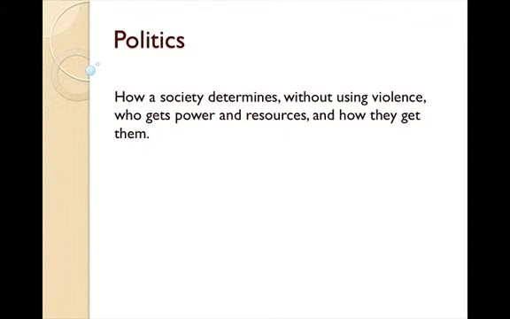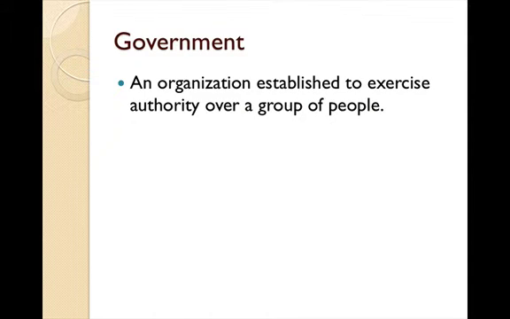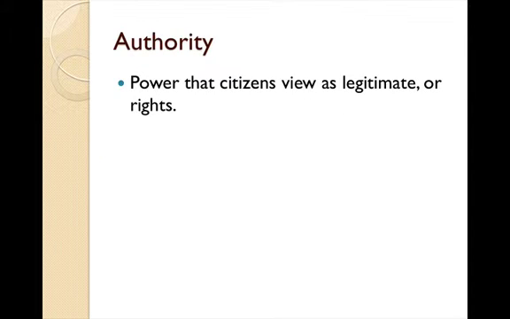Politics is how society determines, without using violence, who gets power and resources, and how they get them. Government is an organization established to exercise authority over a group of people. Earlier, power was defined as the ability to make others do what you want them to do. Authority is a power that citizens view as right. Governments exercise authority because people recognize them as legitimate.